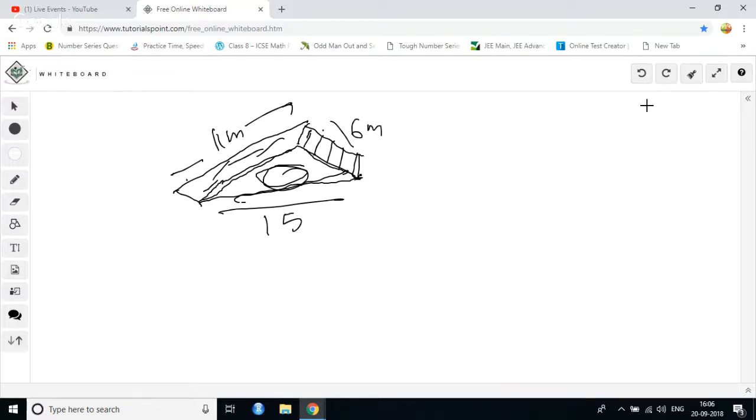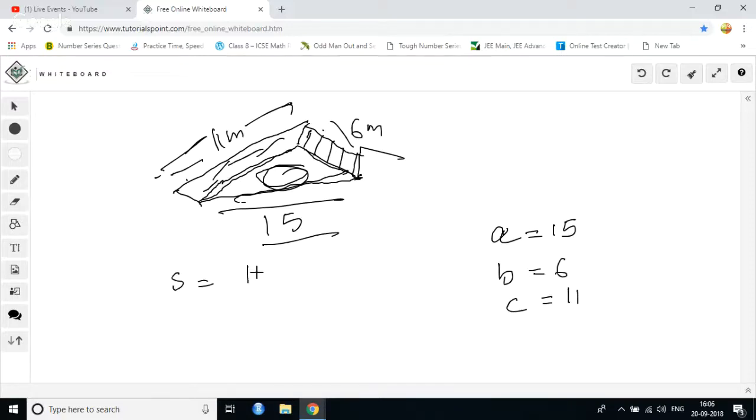the triangle. So how do you find the area of the triangle? So what is the value of ABC? Take 30 seconds and try to find out. Suppose this is A, this is B, this is C. Suppose I assume A to be equal to 15, B to be equal to 6, and C to be equal to 11. So S comes out to be 15 plus 6 plus 11 divided by 2. So 15 plus 6 is 21. 21 plus 11 is 32. 32 divided by 2 is equal to 16.